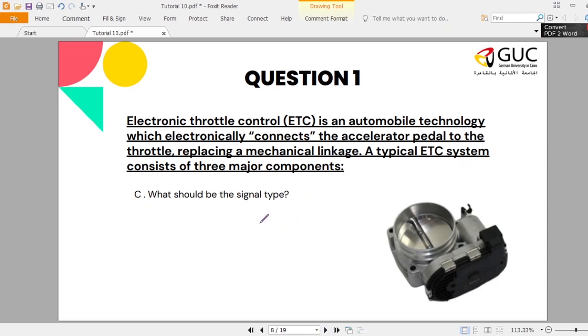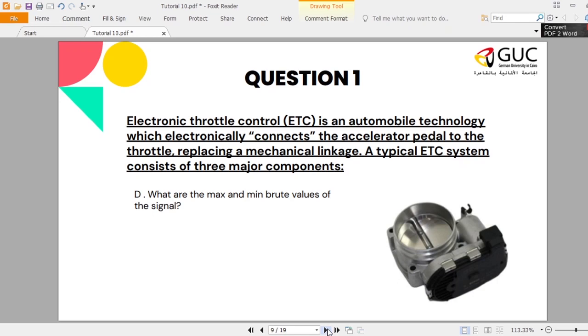Moving on to the next question. It says, what should be the signal type? As mentioned earlier, we have values in the negative spectrum and the positive spectrum. So this value should be a signed value, right? The signal type should be signed because we receive negative values and positive values.